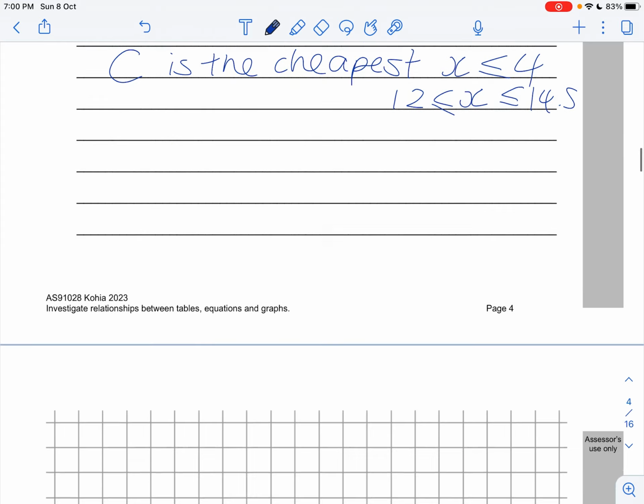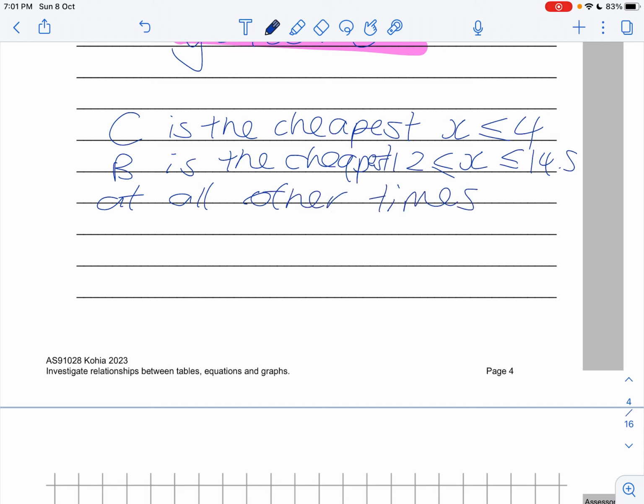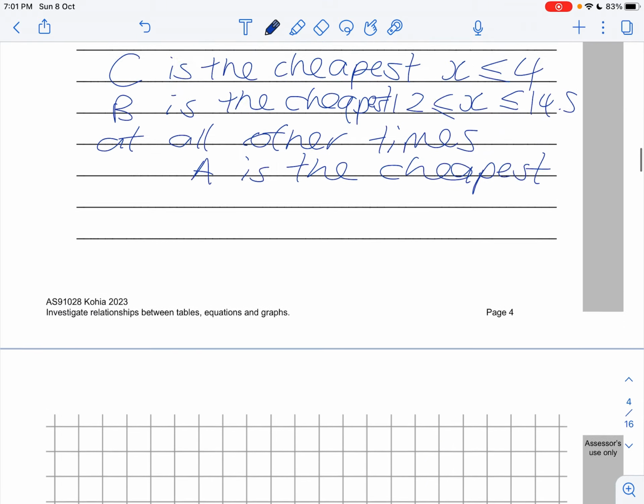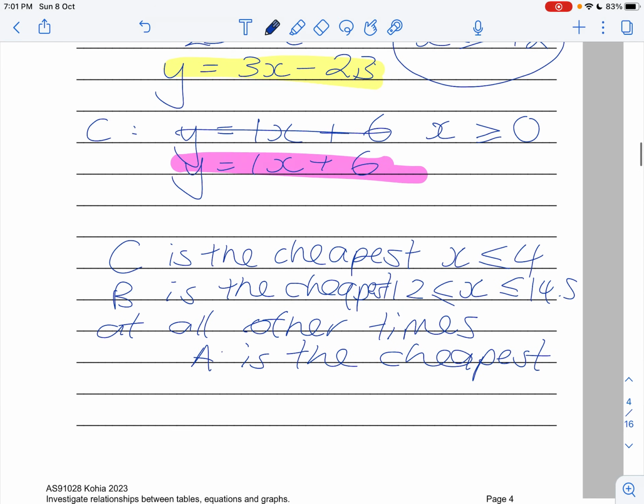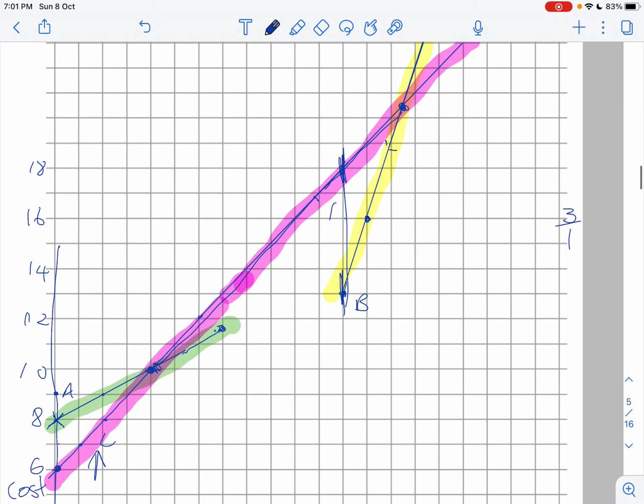Therefore, what was the cheapest one? B was the cheapest. And at all other times, i.e. greater than 14.5 and between 4 and 12, A is, just check that. Sorry, I'm telling lies. So A is the cheapest, because that's the green one. Sorry, my bad.